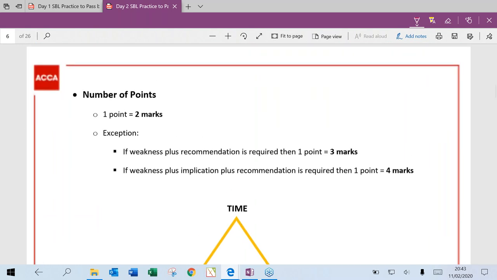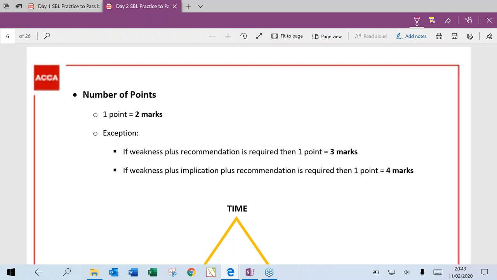So the third aspect is number of points. I can see many students who are asking me the number of points. So again, the length depends on the number of points. So in SBL, 1 point, a good, well explained, well linked point carries 2 marks. Okay.